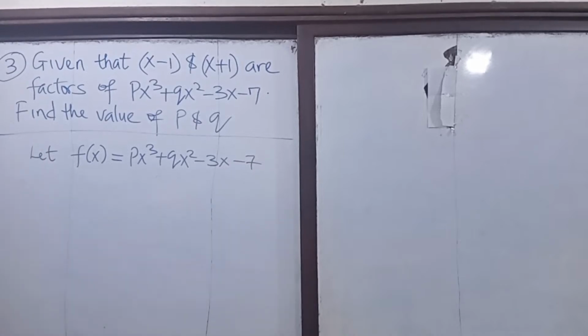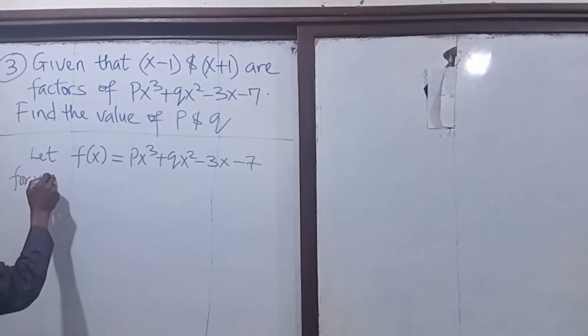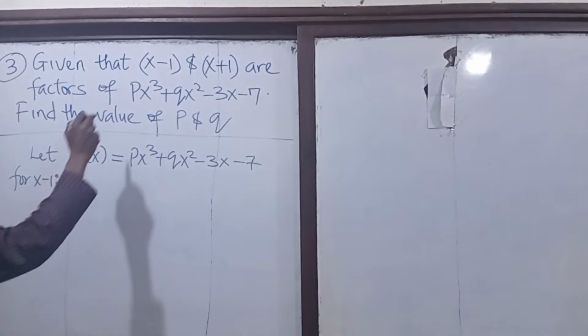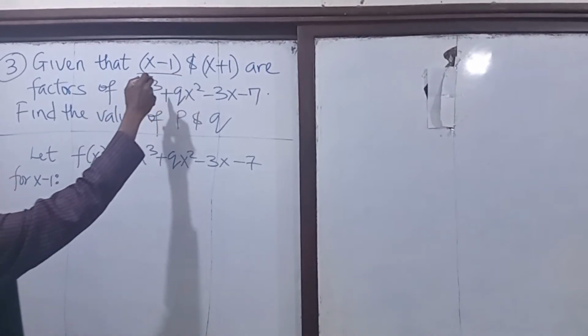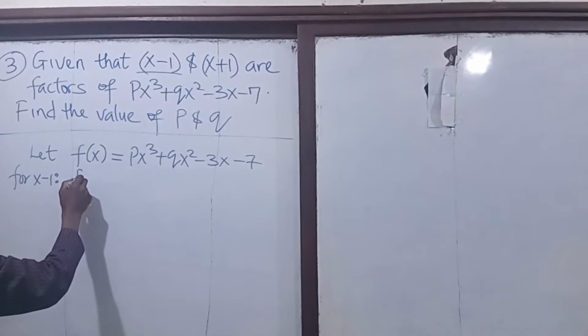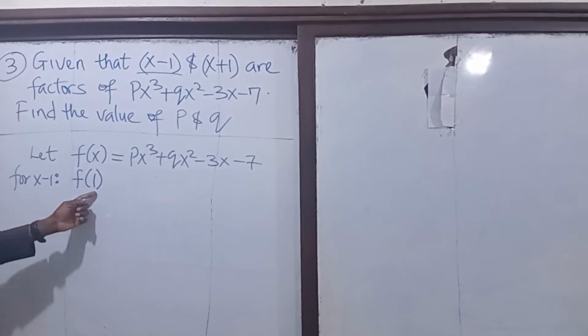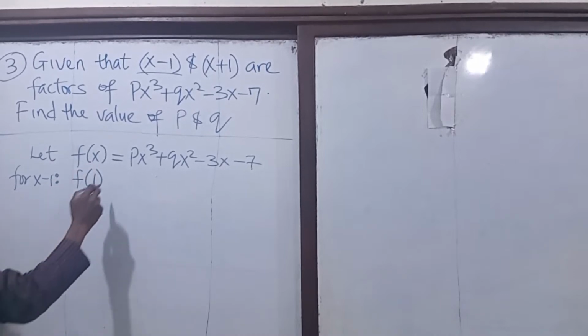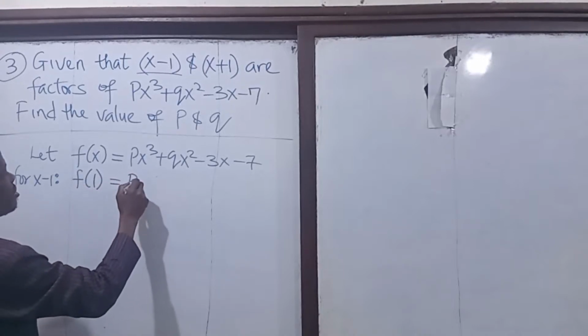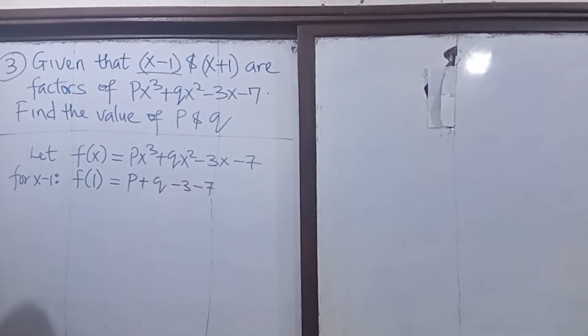So this is what we have. Then for x minus 1, equate that to 0, and that will be what? x will be equal to 1. Make the substitution: anywhere you see x, place 1 there. And that will be equal to what? p plus q minus 3 minus 7.